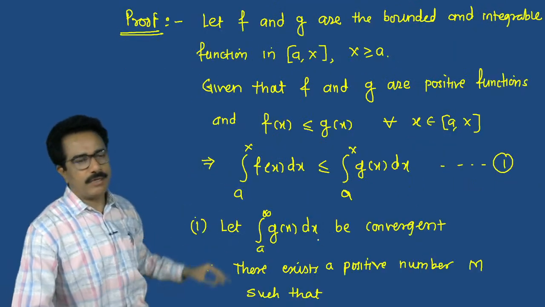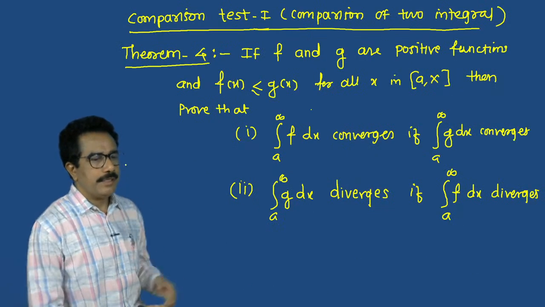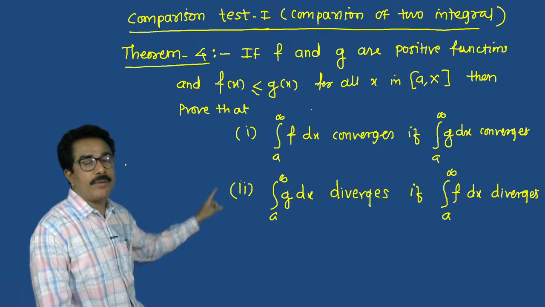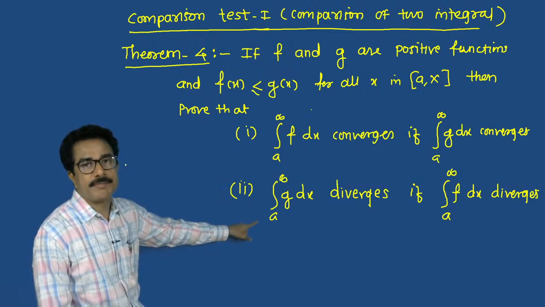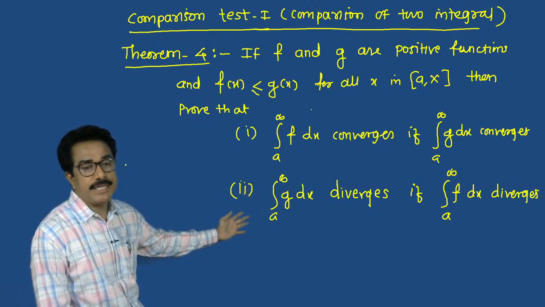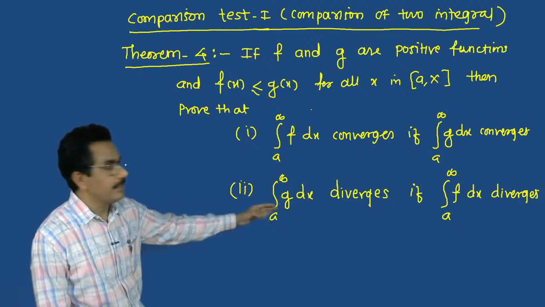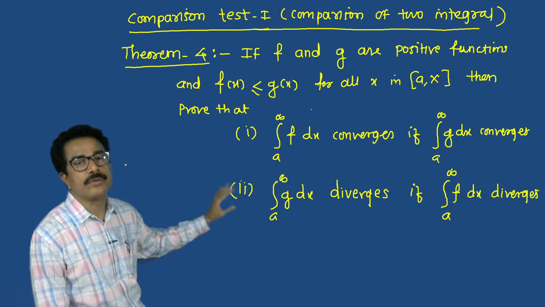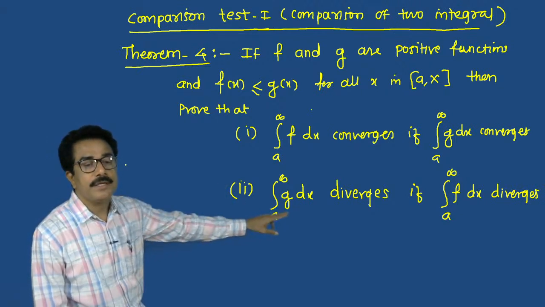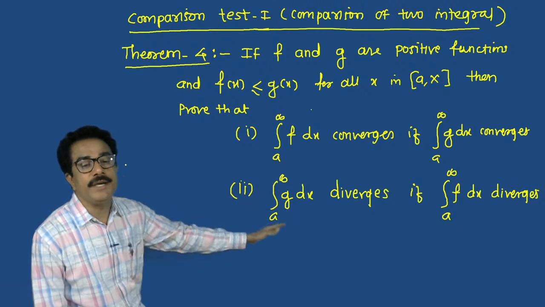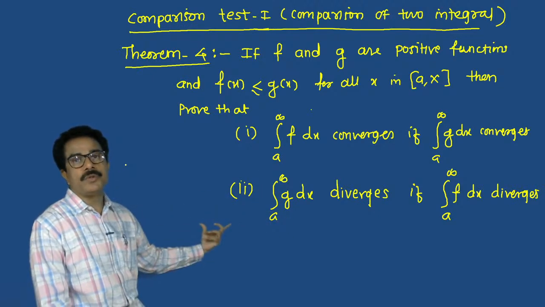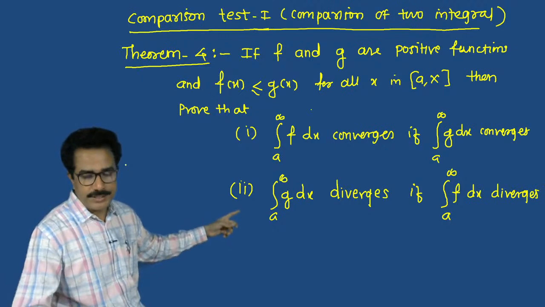Now we shall prove the second part. That is also very simple. See what is given in the second part. If the integral from a to infinity of g dx diverges, we have to prove. First, let's think about what is given in the second condition. In the second condition we have given that the integral from a to infinity of f dx diverges, then we have to prove the integral from a to infinity of g dx diverges.